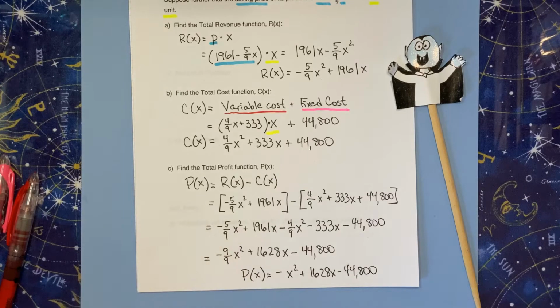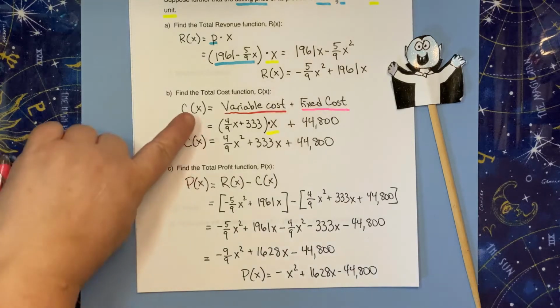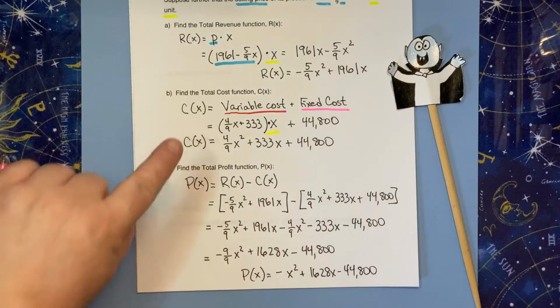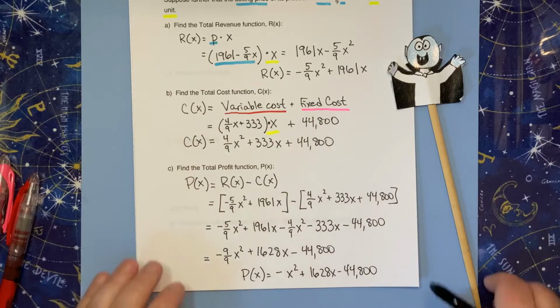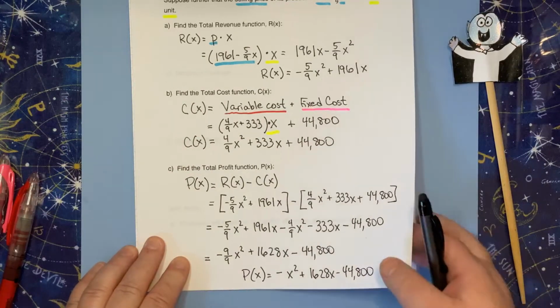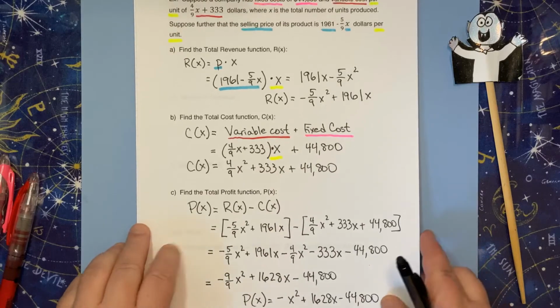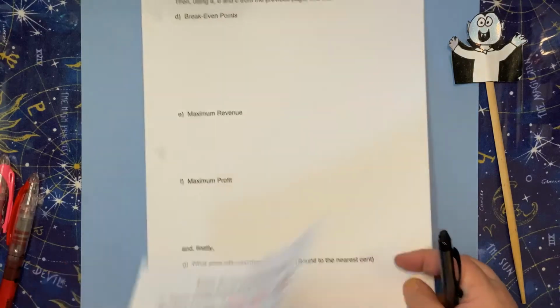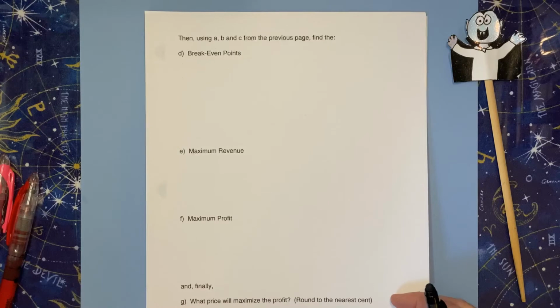Woohoo! So that's the first part. We've got revenue, we've got cost, we've got profit. Now let's go ahead and do some analysis on all of this. So next page. Okay, first thing, break-even points.